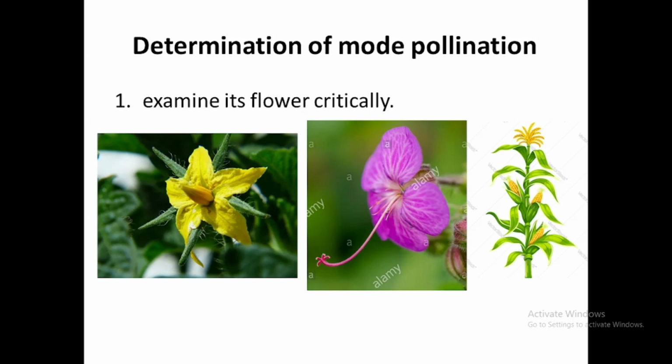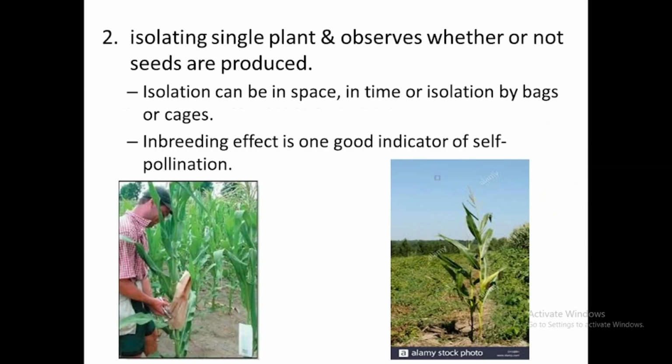The other remaining topic in this chapter will be about determination of mode of pollination and natural outbreeding. Therefore, let's talk about how can we determine a given crop whether self or cross-pollinator. Generally, 3 ways. The first one is by critically examine its flower, and the second one is by isolating single plant and observes whether or not seeds are produced. Isolation can be in space, in time, or isolation by bags or cages. Inbreeding effect is one good indicator of self-pollination.